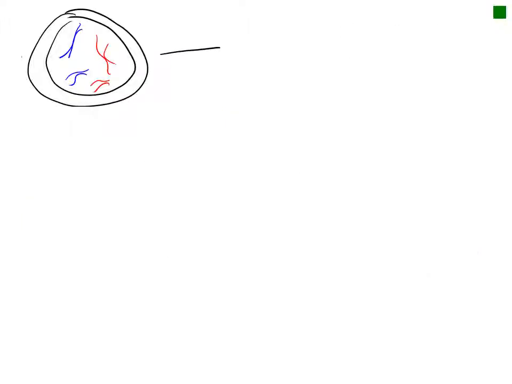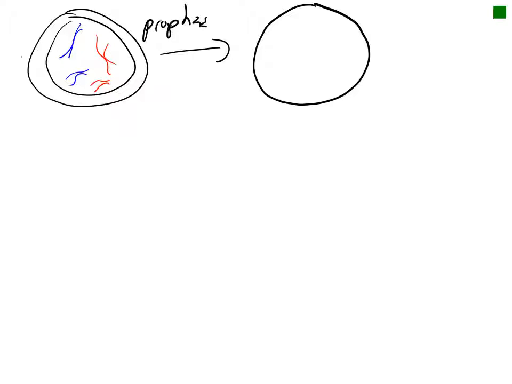Going back to the diagram of our original cell, we can now see as we move into prophase 1 that our bivalents will form.